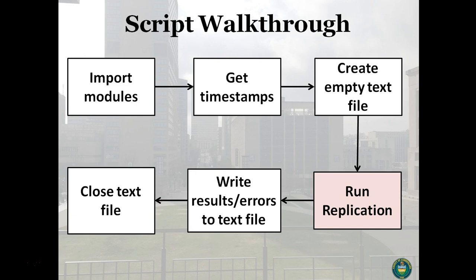So this slide is a diagram of how the script works. We start by importing the modules, then we get some timestamps for the current date. Then we create an empty text file. Then we run the replication, we write the results or errors to the text file, and we close the text file. And what's important is everything here in white can be reusable.